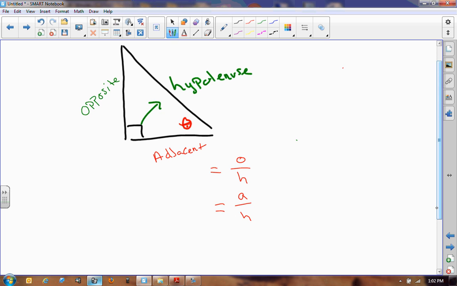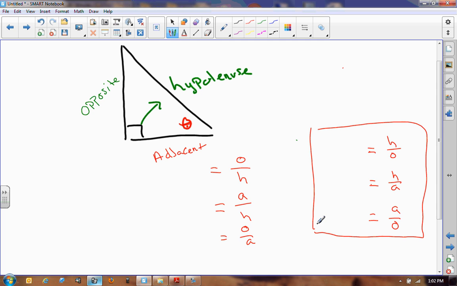And the only other one I've got left is if I go opposite over adjacent. And they thought, you know what? I can actually make these go backwards. If I went A over O, H over A, or H over O. We won't worry about those for now. These we'll worry about on a different day. In fact, I think we'll worry about them on Thursday. So we'll put those out of our minds for now. Imagine that those aren't there.